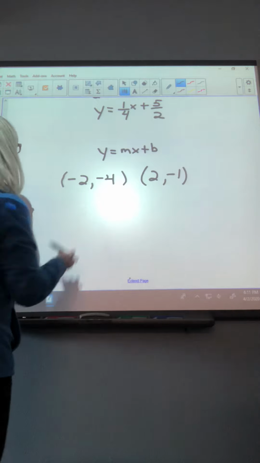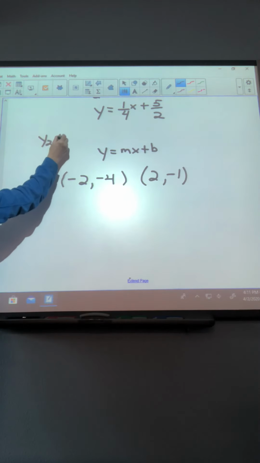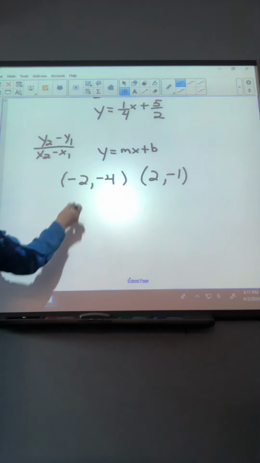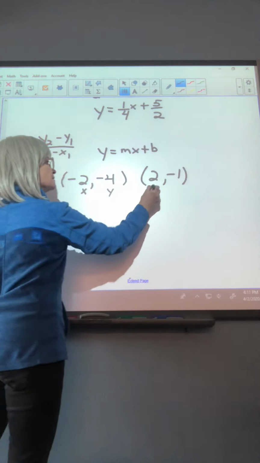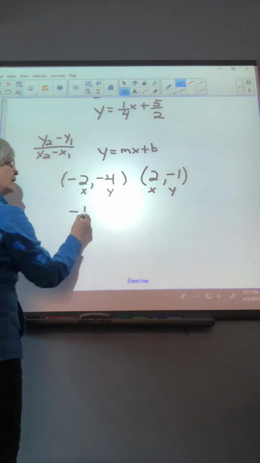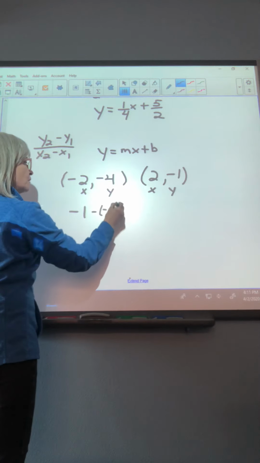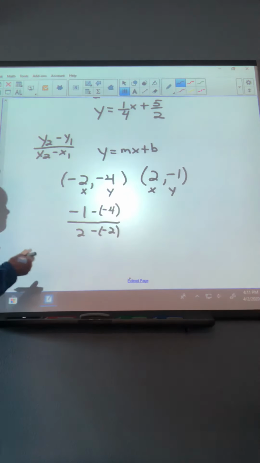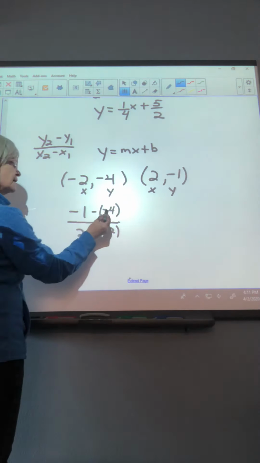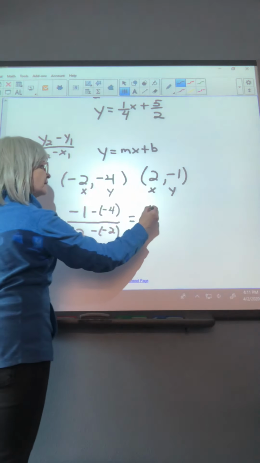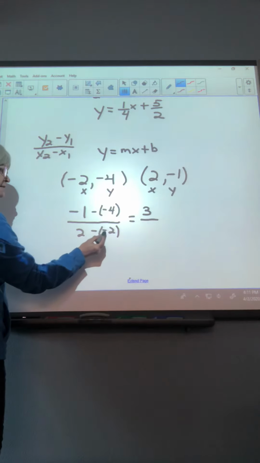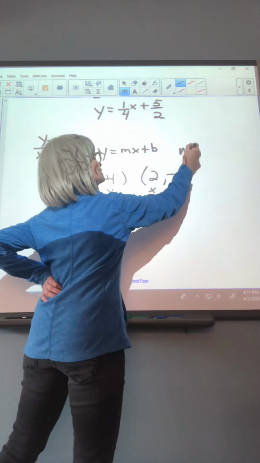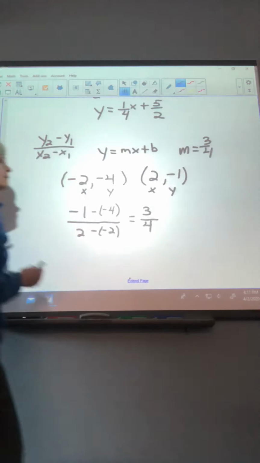So we'll go ahead and use our slope formula, which remember is y2 minus y1 over x2 minus x1. This is an x, this is a y, this is an x, this is a y. So we have a negative 1 minus a negative 4 over 2 minus a negative 2. So a negative 1 minus a negative 4 would be a positive 3. 2 minus a negative 2 is going to be a positive 4. So our slope is 3/4.